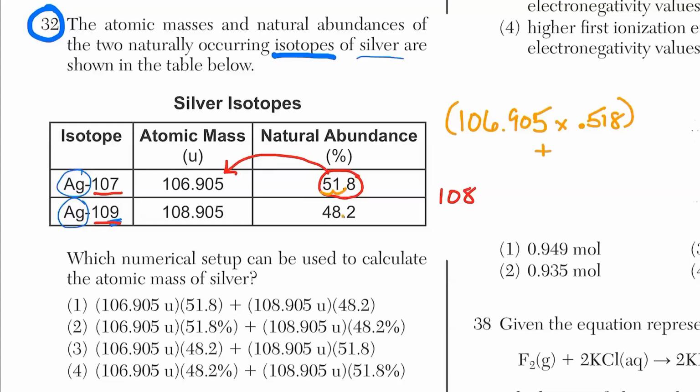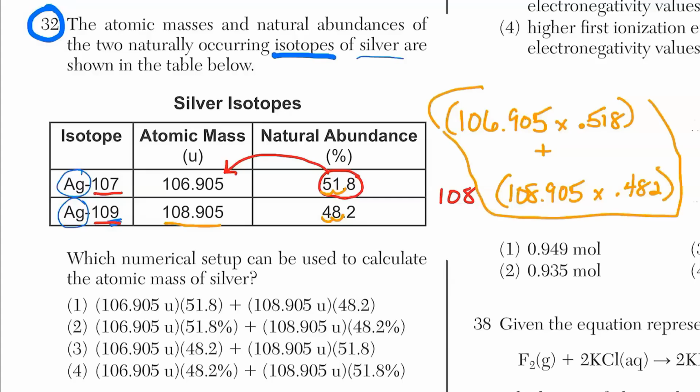I'm going to take 48.2% of this number. So I'm going to take 108.905. That's the actual, very precise mass of that isotope. And you say, why isn't that a whole number? Because protons and neutrons aren't exactly the same mass. We times that by 0.482. Notice I moved the decimal place 2 places. And that's the problem, guys. That's it. Take the percentage of each of the exact atomic masses for that isotope and add them together.